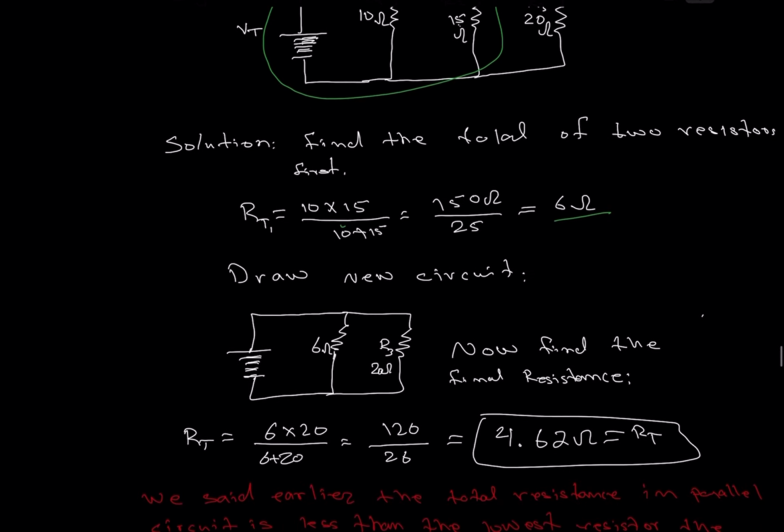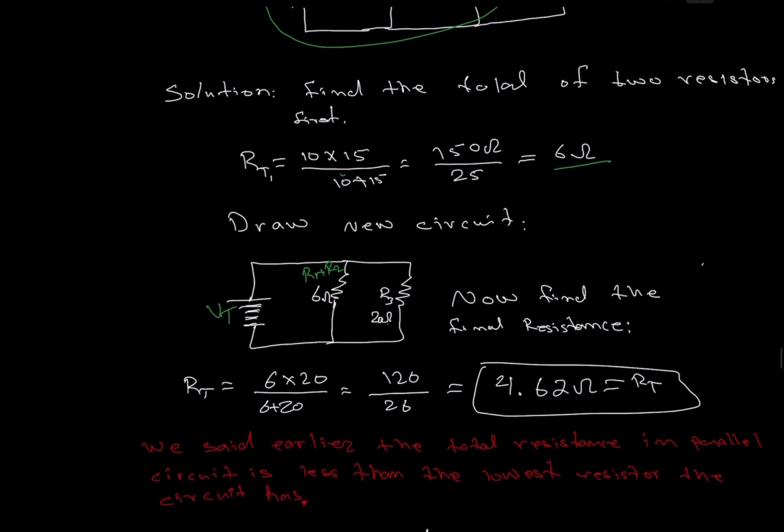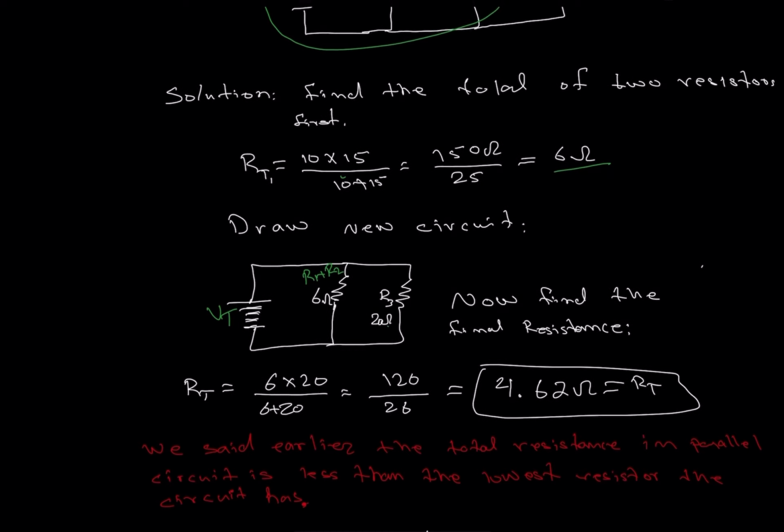Now we draw the new circuit here, same VT right here, but instead of these two resistors, we draw the total resistance of that part. Now we have 6 ohm, and the third resistor is R3. So this is R1 plus R2. R3 is 20 ohm. We find it the same exact way: 6 times 20 over 6 plus 20 will be 120 divided by 26, which gives me 4.62 ohms.